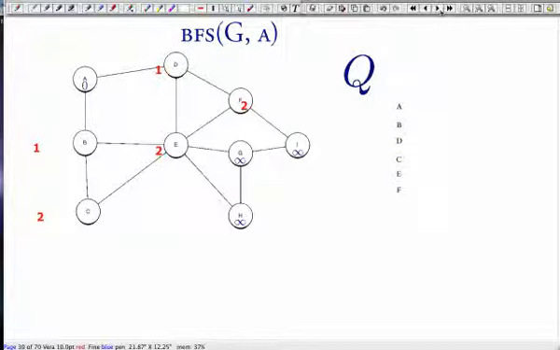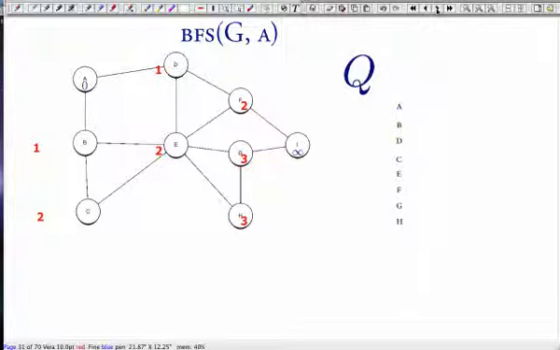A, B, and then D, C, and F. And now you would pop C. And when you pop C, you don't add any nodes. When you pop E, you would add H to the queue, and you'd set its distance to 3. Okay. And then when you pop F, you would add I to the queue, and you would set its distance to 3. So everybody see how that works?